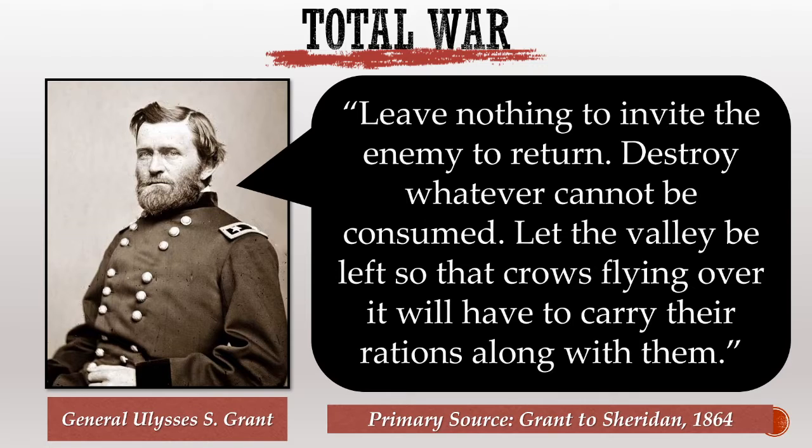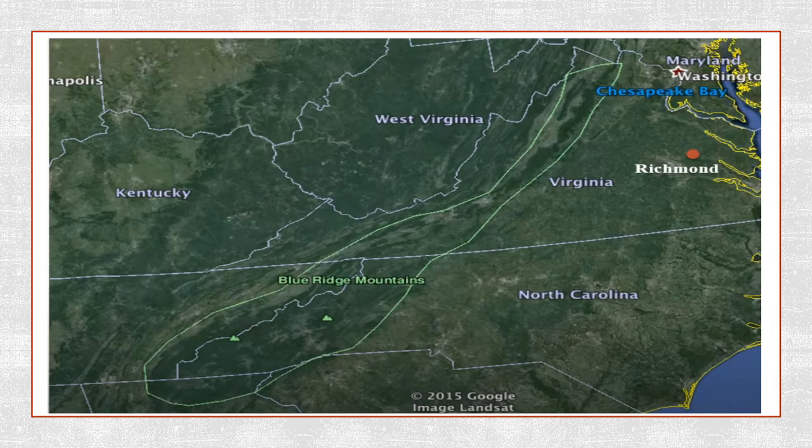Leave nothing to invite the enemy to return. Destroy whatever cannot be consumed. Let the valley be left so that crows flying over it will have to carry their rations along with them. Very intense. But what does he mean by this total war idea?